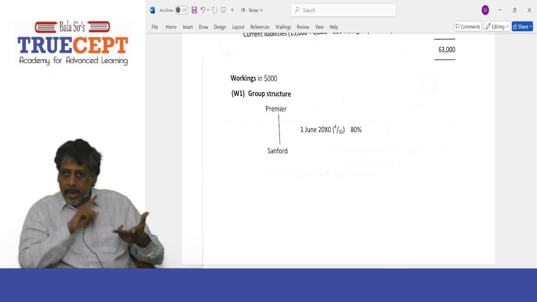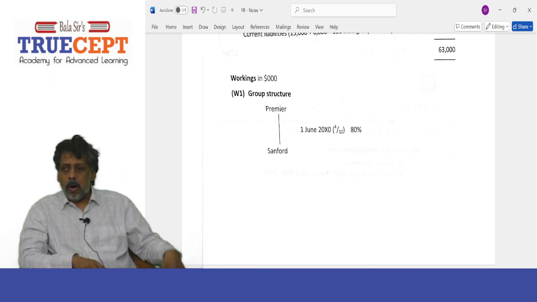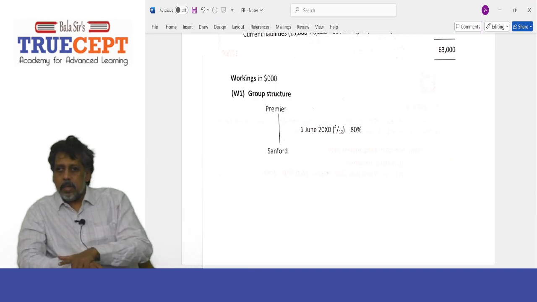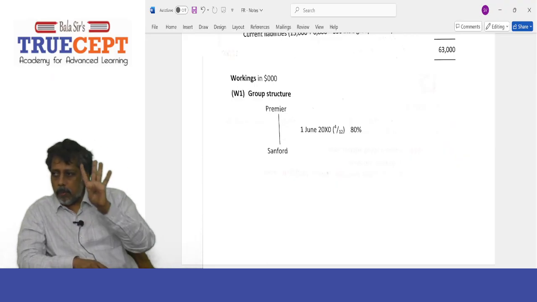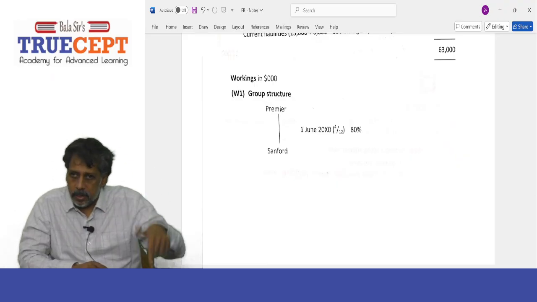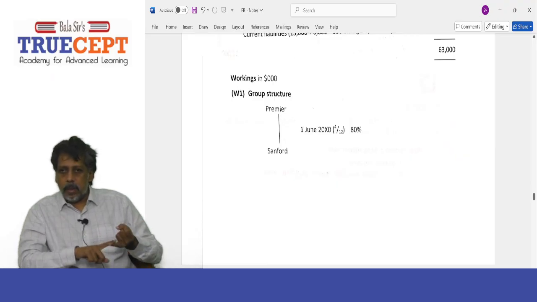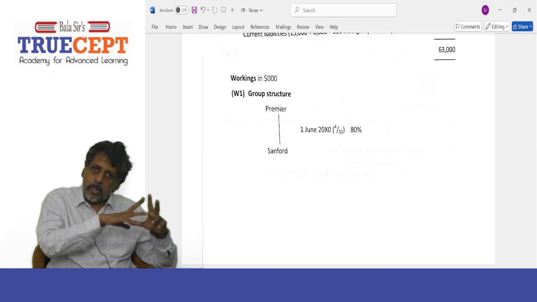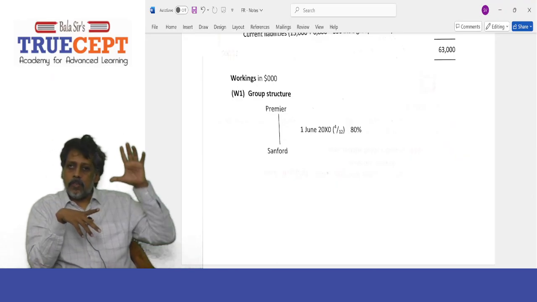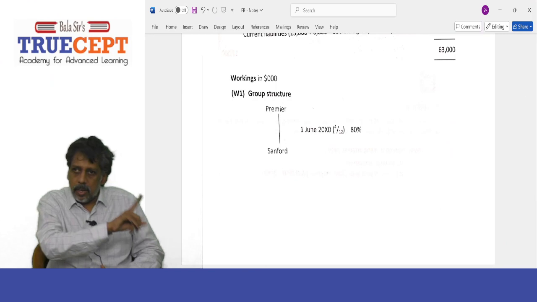I am holding 80% of the shares in your company. And what is the acquisition date? 1st June 20X0. That means I bought the shares on 1st June X0 and the balance sheet date is 30th September X0. That means 4 months will be the post-acquisition period. Have that in mind. Now, 80% I hold, that means the balance 20% is non-controlling. You guys are minority shareholders, but don't use that phrase; use the phrase non-controlling interest. That is working note 1 done.